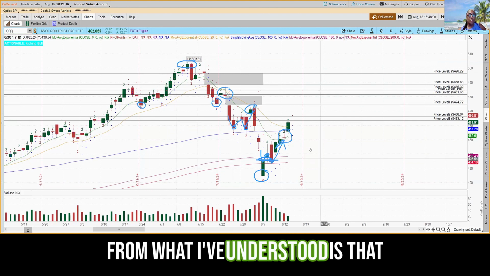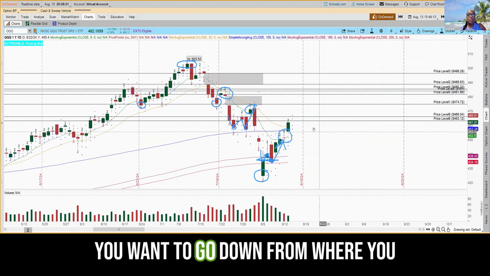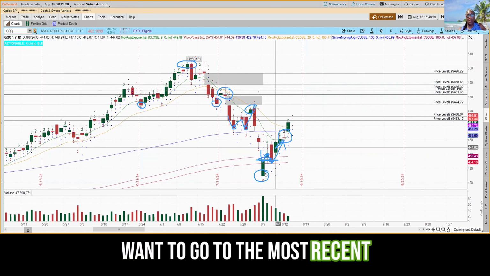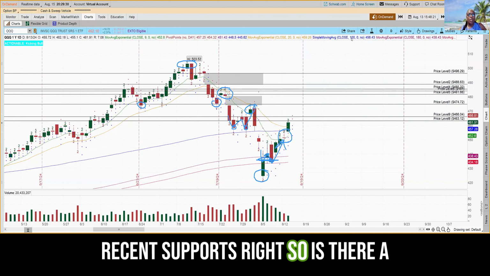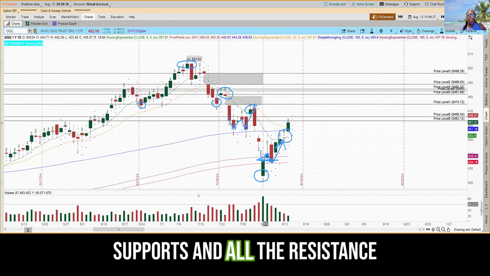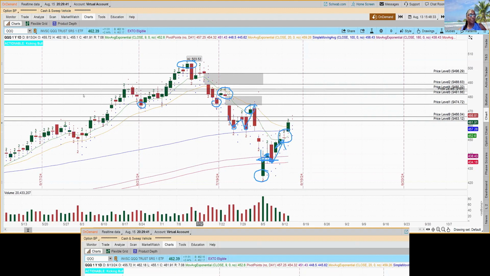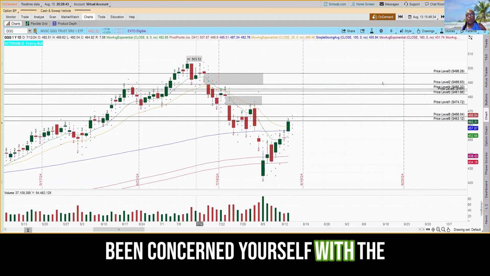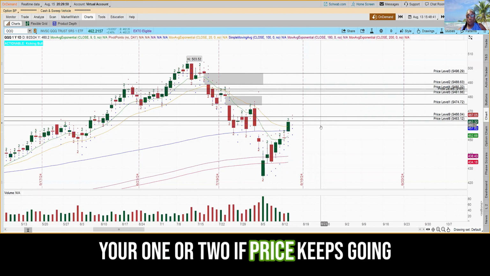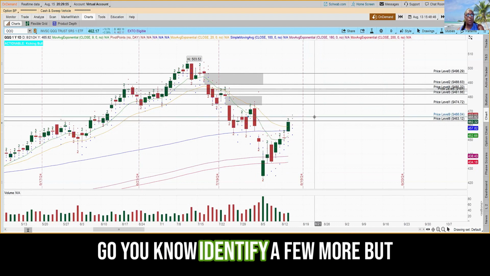From what I've understood, when you're doing supports, which support to use, you want to go down from where you are, go down to supports, and you want to go to the most recent supports, right? So there's no reason to identify a whole bunch of all the supports and all the resistance levels. Price may go there, but it may not. And then you only really concern yourself with the supports and resistance that pass your one or two. If price gets there and keeps going, then you go look and say, well, let me go identify a few more.